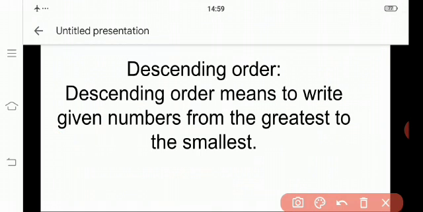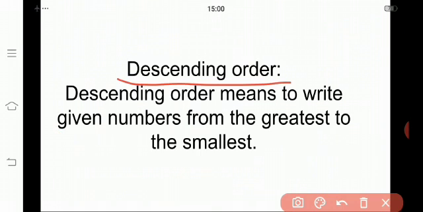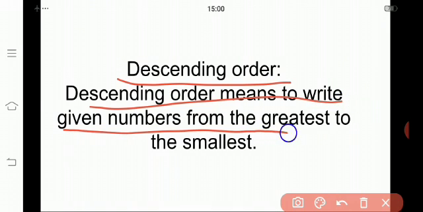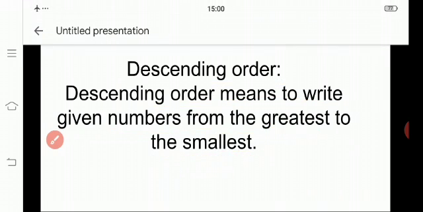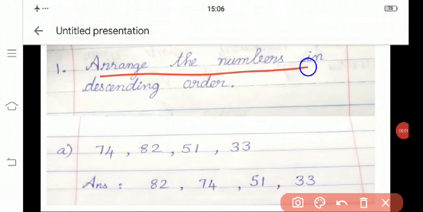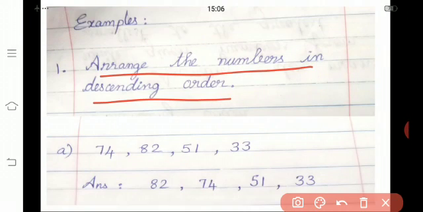Now we are going to discuss descending order. Descending order means to write the given numbers from the greatest to the smallest. That means nothing, children. We arrange the numbers from the greatest to the smallest. Shall we move on to the example? Arrange the numbers in descending order.